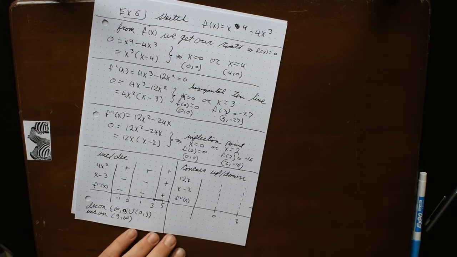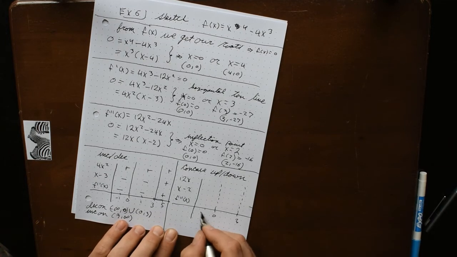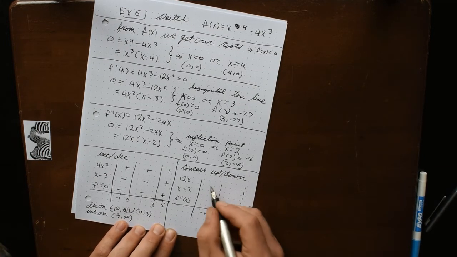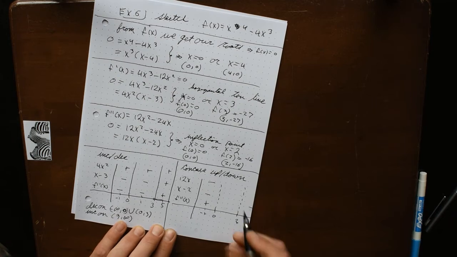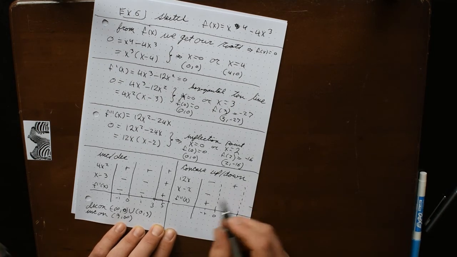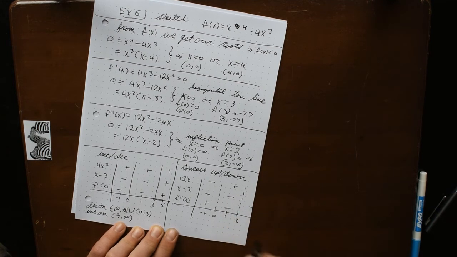that aren't these numbers. We can pick, say, negative 1. Negative 1 times 12 is a negative number. Negative 1 take away 2 is a negative number, and negative times negative is positive. I can pick any number in here. I'm going to pick 1. 12 times 1 is a positive number. 1 take away 2 is a negative number. Positive times negative is a negative number.